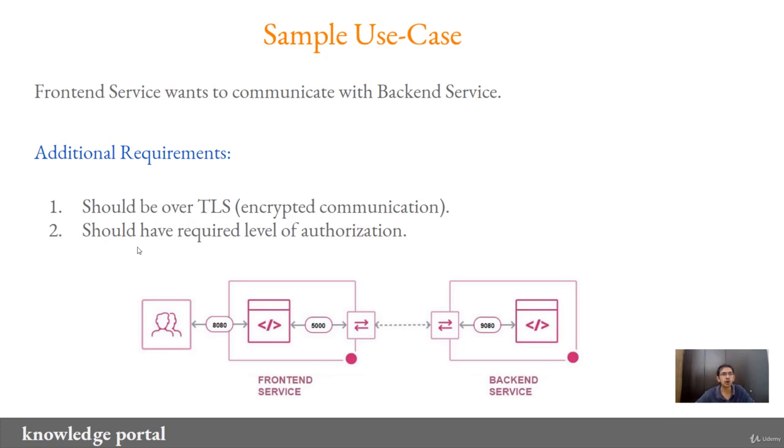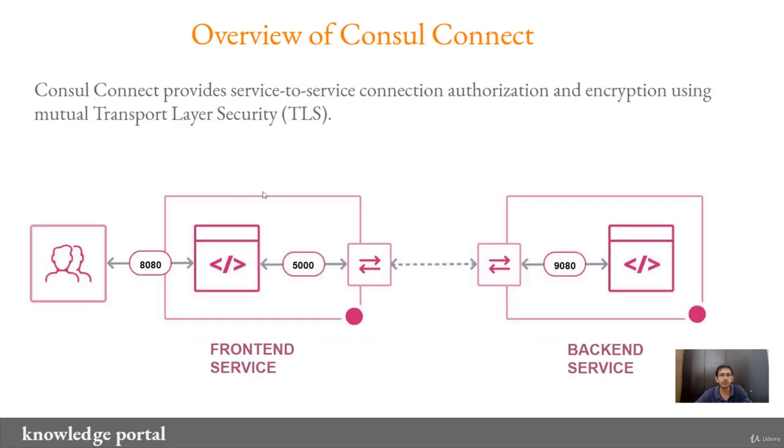And second is you should also have a required level of authorization. That basically means that if the front-end service wants to communicate with a back-end service, according to the requirements of your application, is this a right workflow or is there something malicious about it? So there can be a use case where front-end will never communicate with a back-end service. So what authorization you give is also a challenge here. Both of these challenges can be achieved with the help of the Consul Connect architecture.